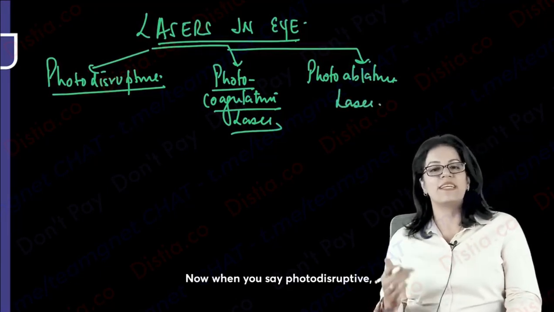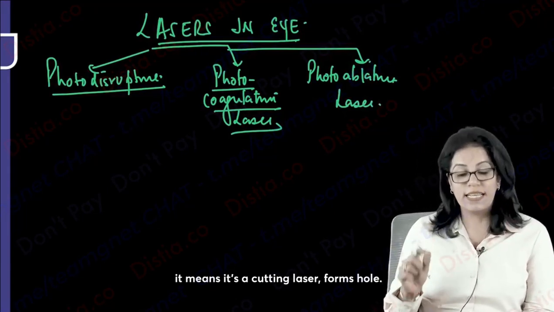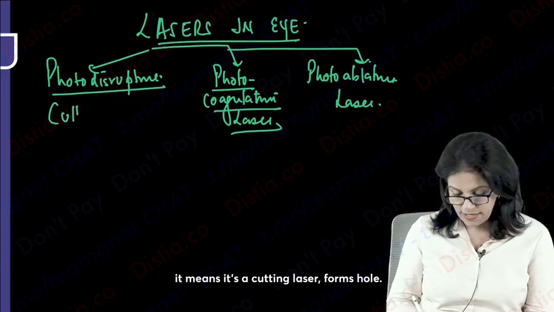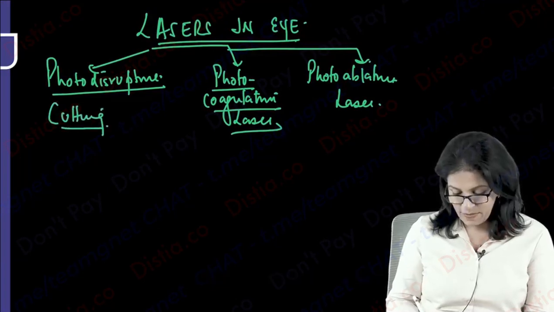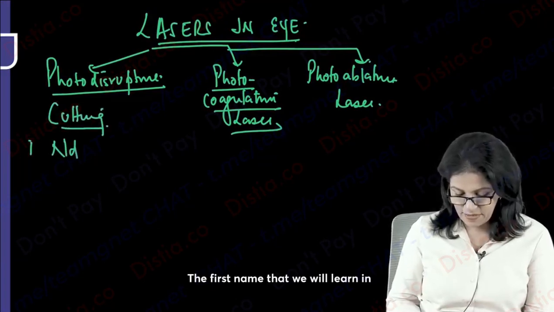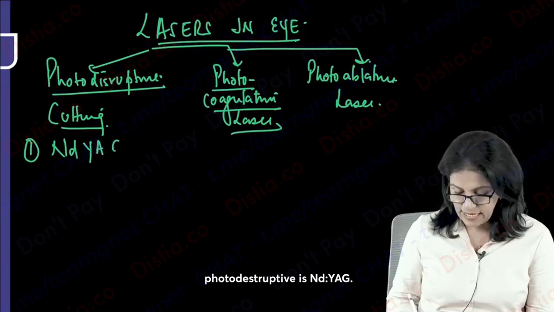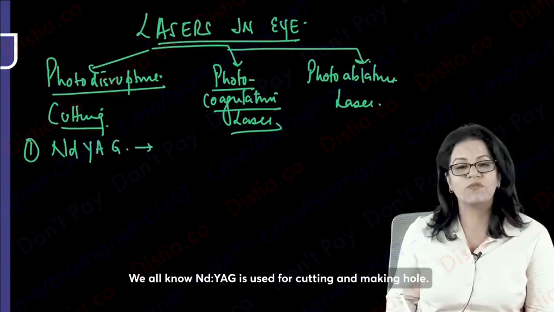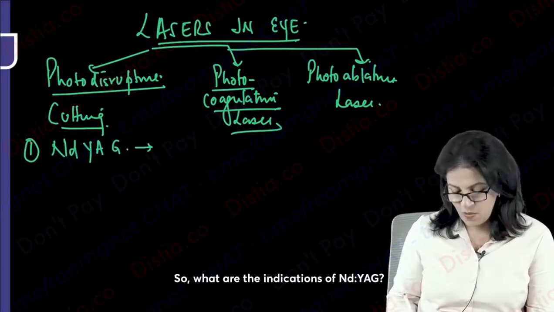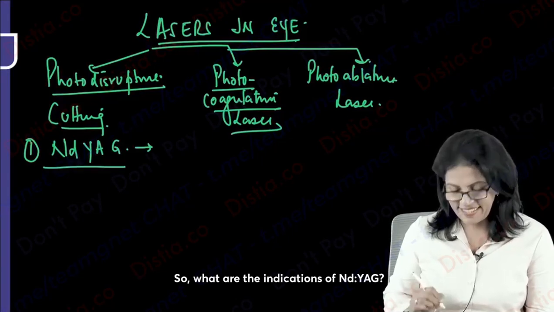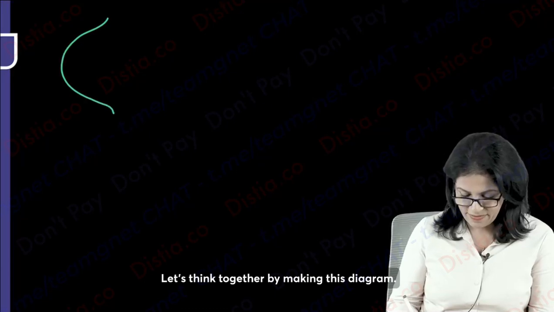Now when you say photodisruptive, it means it's a cutting laser, forms a hole. So the name is Nd:YAG. The first name that we will learn in photodisruptive is Nd:YAG. We all know Nd:YAG is used for cutting and making a hole. So what are the indications of Nd:YAG? Let's think together by making this diagram.